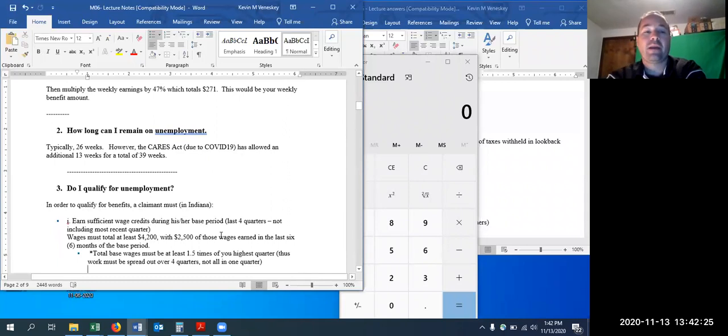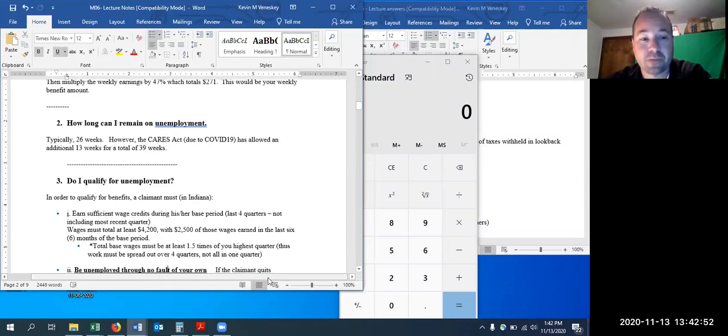All right, how long can I remain on unemployment? The normal answer is 26 weeks. And you'll see that if you read through the unemployment for Indiana. But the CARES Act did allow an extension on that because they know it may be a little harder for you to find work. So they added basically another 3 months, another quarter, 13 weeks. So now this is a total of 3 quarters or 9 months that you can potentially draw unemployment.